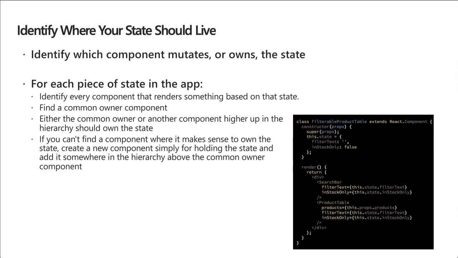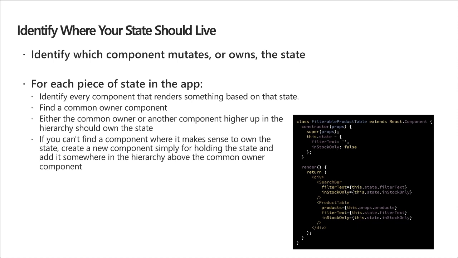For each piece of state in your application, you're going to want to identify every component that renders something based on that state. You're going to find a common owner component, such as a single component above all the components that need the state in the hierarchy. Either the common owner or another component higher up in the hierarchy should own the state. If you can't find a component where it makes sense to own the state, create a new one simply for holding the state and add it somewhere in the hierarchy above the common owner component.